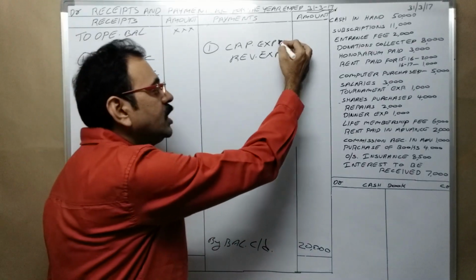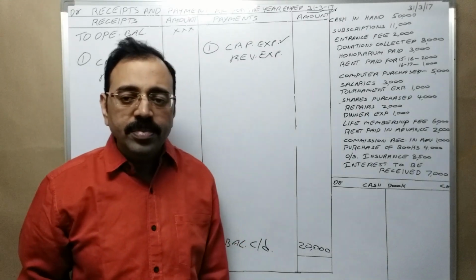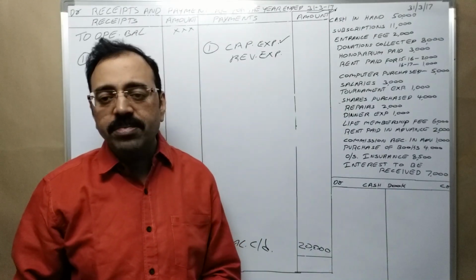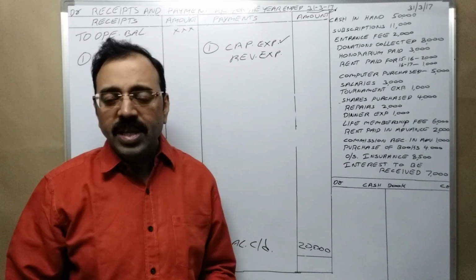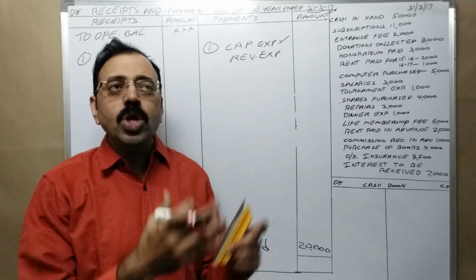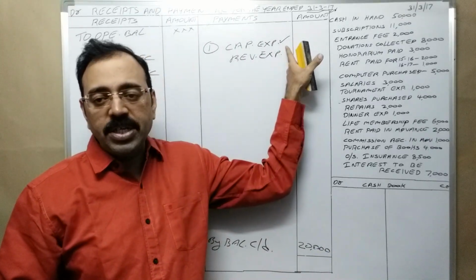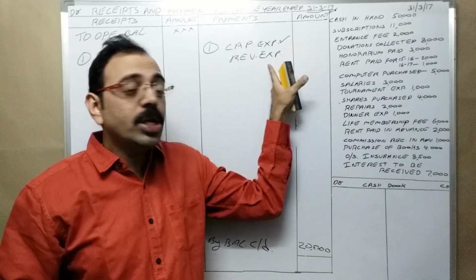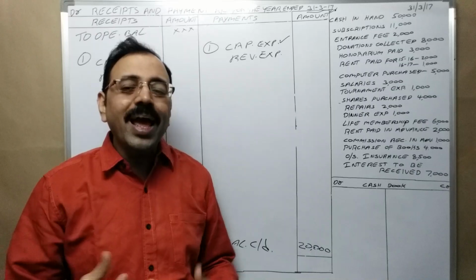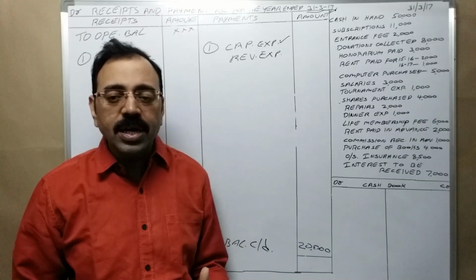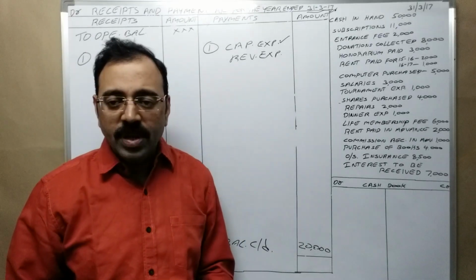What is meant by capital expenditure? In my previous video I explained that if any expenditure is spent rarely, if any expenditure gives a long-term benefit to the firm, it is known as capital expenditure. Then what is meant by revenue expenditure? Recurring expenditure. If any amount is paid again and again, it comes under recurring or revenue expenditure.